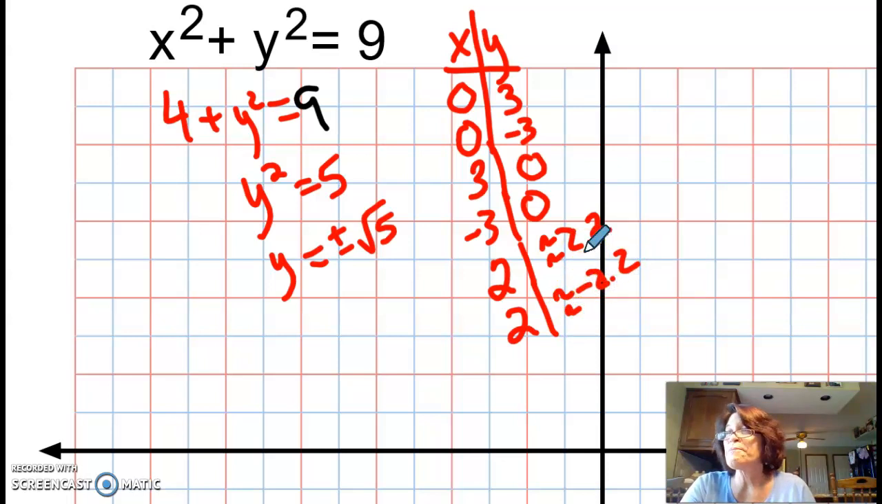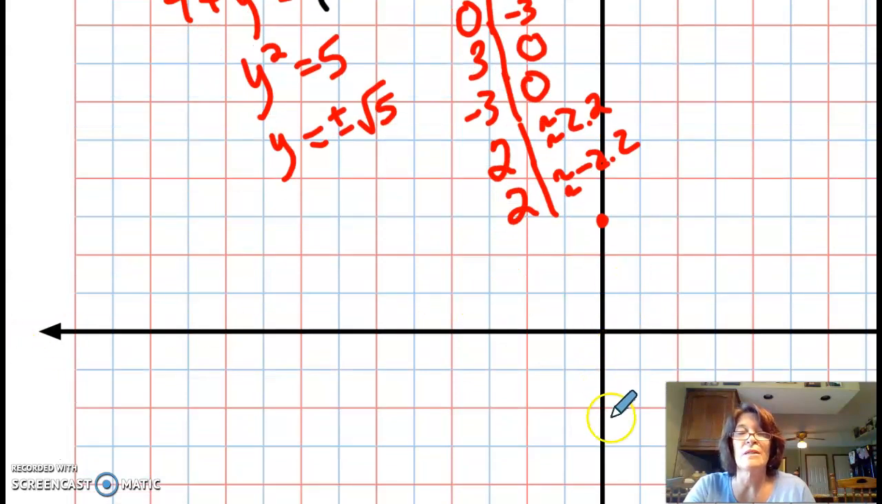Okay, so anyway, let's plot these points. I'm going to go with purple. 0, 3, 0, negative 3. 3, 0, and negative 3, 0. Then 2, 2.2, and 2, negative 2.2. Anyway, I think you have the idea.